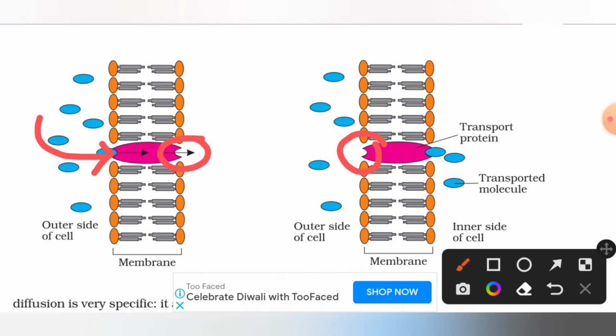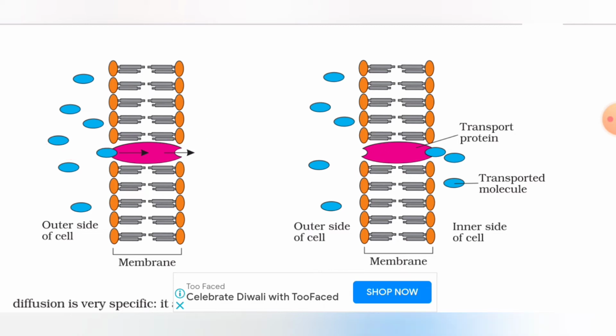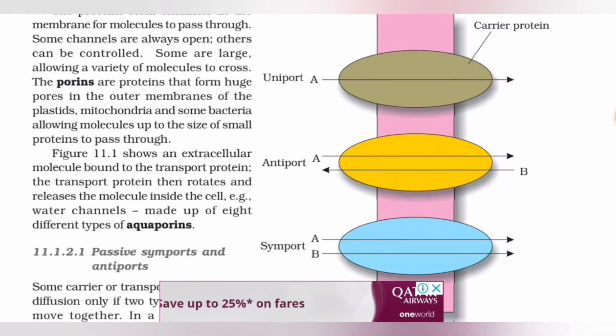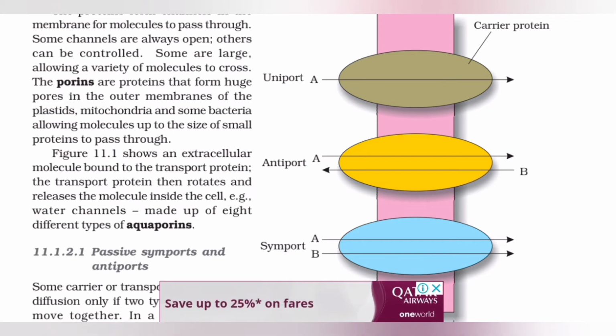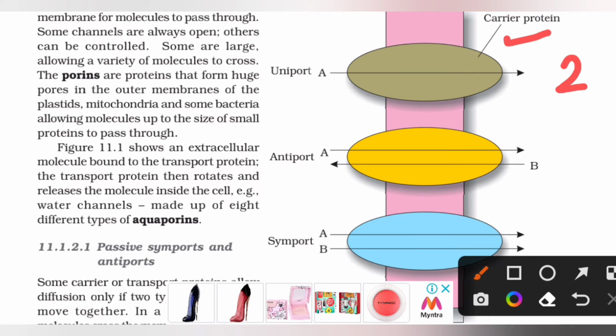This is the best example for water channels. Here it is made up of 8 different types of water channels called aquaporins. That's what I said now. This plasma membrane contains special porins called aquaporins. This figure also shows facilitated diffusion. Here we'll study 3 types of movement. The carrier protein will allow the diffusion only if 2 types of molecules are moving together, right? Only 2 types of molecules. In this case, 3 different types of movement are possible. So let us study what they are.